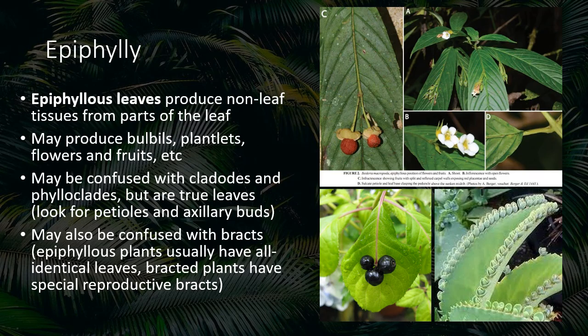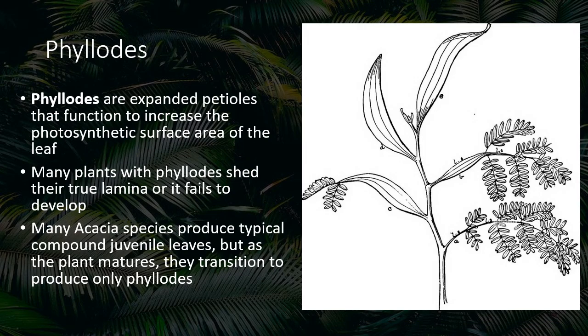Sometimes people will confuse epiphyllous leaves with bracts, but plants with bracts usually have differentiated normal leaves and then the modified bract leaves. Epiphyllous plants usually have the ability to produce these non-leaf tissues from any leaf on the whole plant. So that's an important difference between a bract, which would normally be associated with a flower, and epiphylly. In an epiphyllous plant, you might produce a flower from any leaf, whereas in a plant that produces bracts, you'll have specialized leaves that are bracts and non-specialized leaves, which are for photosynthesis.